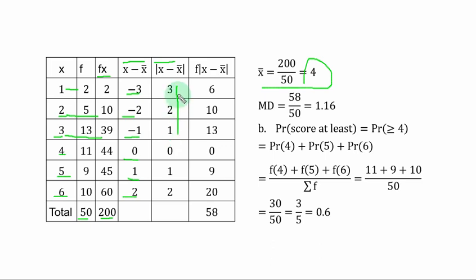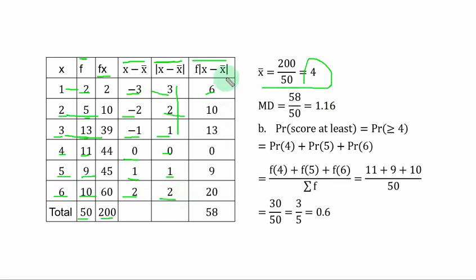When you are done with that, you multiply this column by the frequency column to get the last column. So 2 times 3 is 6. That is 2 times 3, 6. 5 times 2, you have 10. 13 times 1 is 13. You have 11 times 0 is 0. 9 times 1 is 9. 10 times 2 is 20.